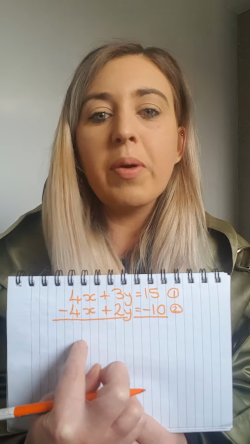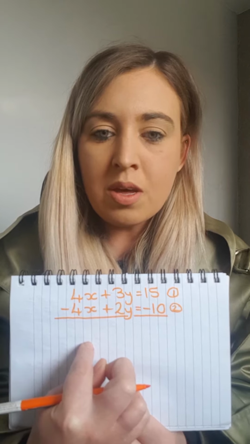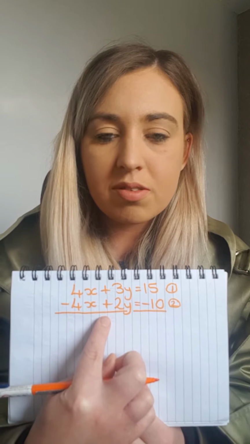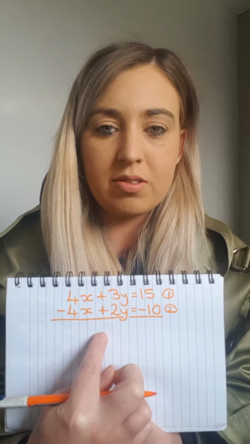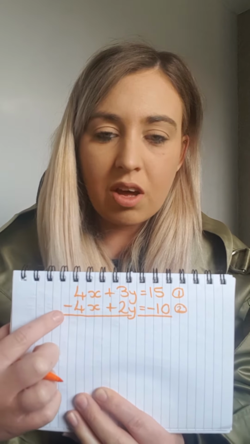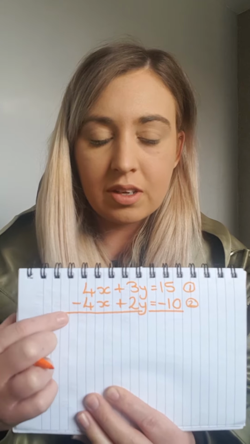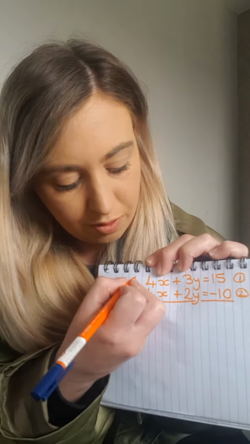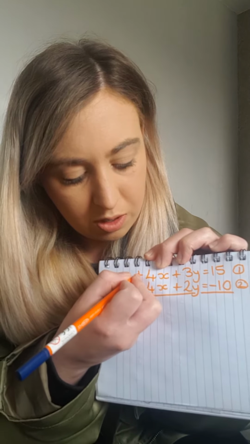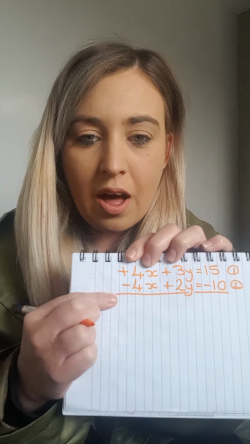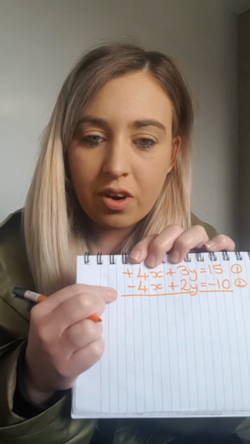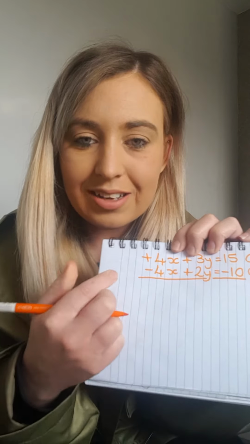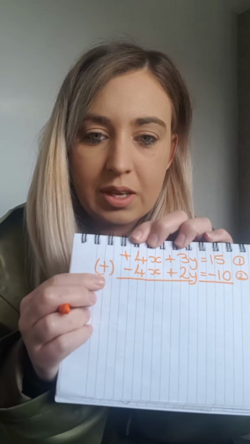Now, this is where we have to be careful, okay? Because although these middle signs are the same, it's not them ones we're interested in this time. It's actually the sign in front of the letters we're eliminating. So if we look at the x's, this top one would be a positive 4x and the bottom one is a negative. And therefore, because those signs are different, that means we're going to add the second equation to the first. And I'm going to put that in brackets just to keep that clear.